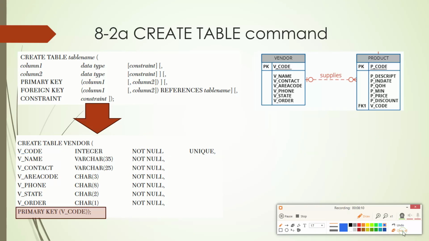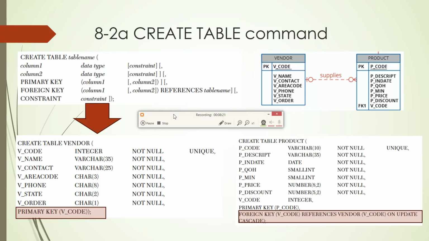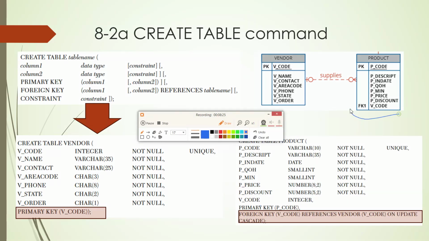And this is the other table, product. In the product table, one important thing is how we could create the foreign key. We can see here that v underscore code is the foreign key. The foreign key always needs to be written or defined at the end of the table, because it is a table level constraint. But the primary key could be written at the table level as well as at the attribute level.